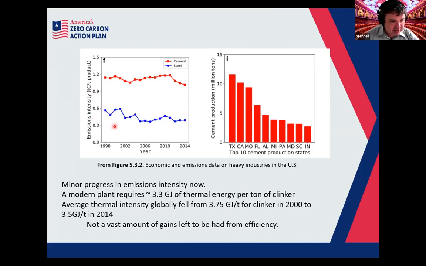You can see that the emissions intensity, effectively the energy use and the CO2 you're producing because of that energy use, is slowly coming down, but nowhere is it rapidly dropping anymore, because the cement kilns are as efficient as possible.